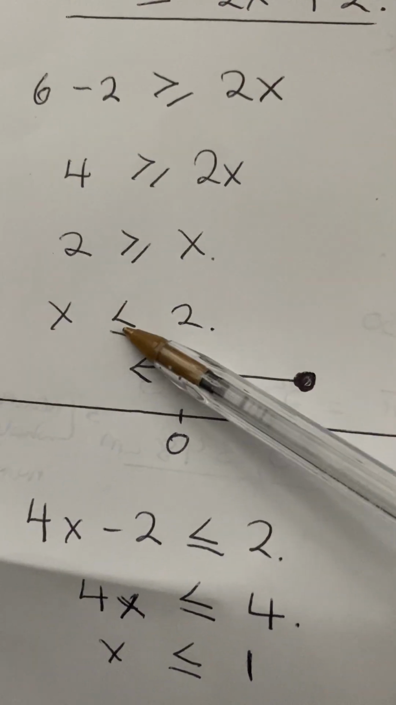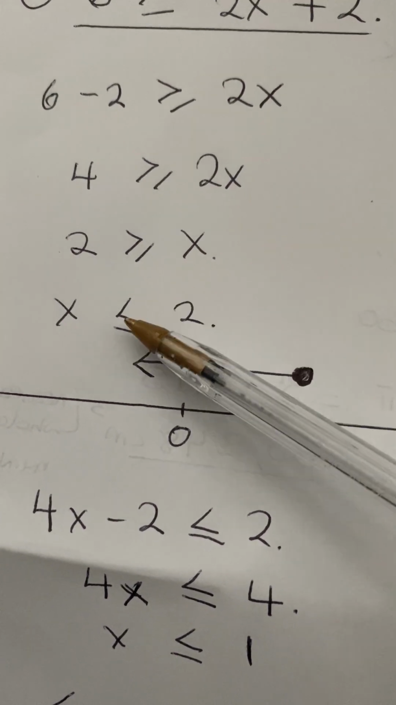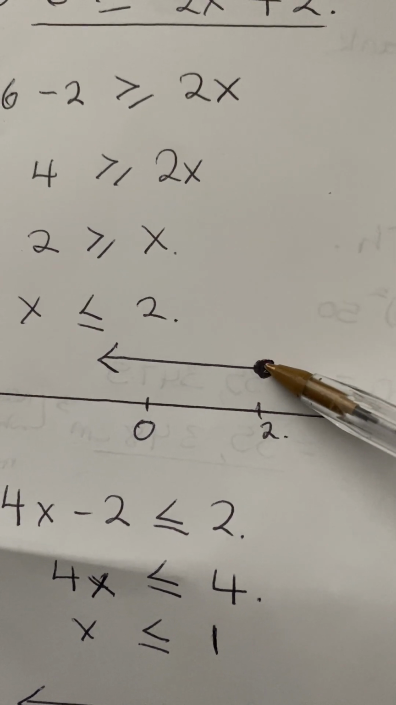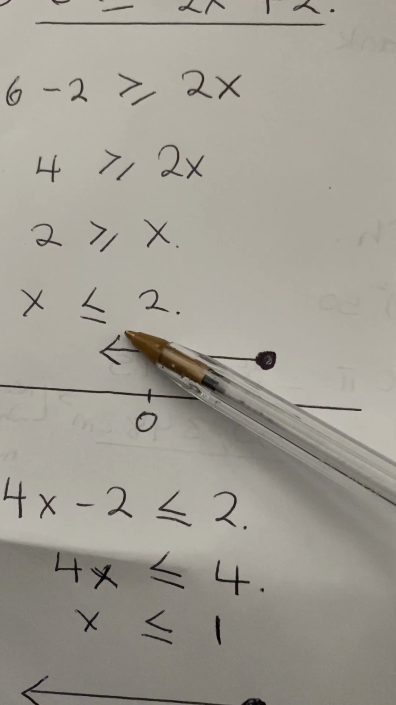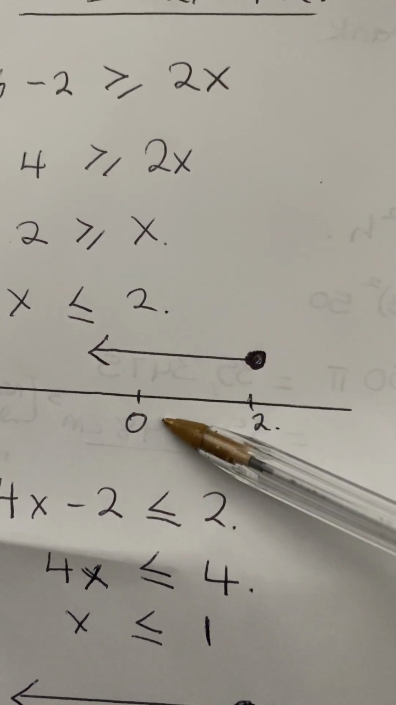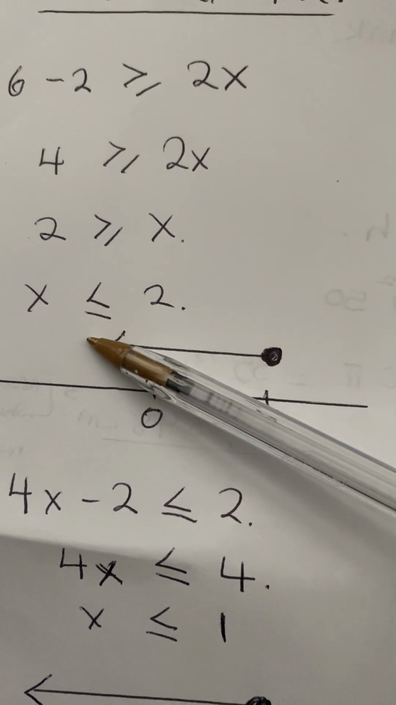Now, because it's less or equal to, we use a closed circle. So x less or equal to 2 will look like this. It's going that way, towards your left.